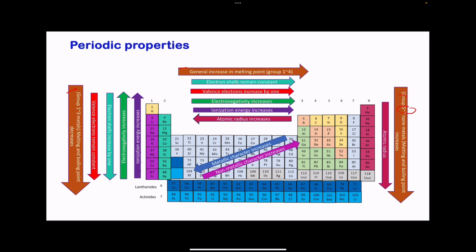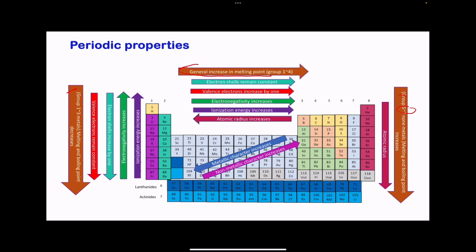That is because for nonmetals, the increase in molecular mass increases the force of attraction between the molecules, and that is going to cause a higher boiling and melting point. So across the period, there is a general increase in melting points between group 1 to group 4.